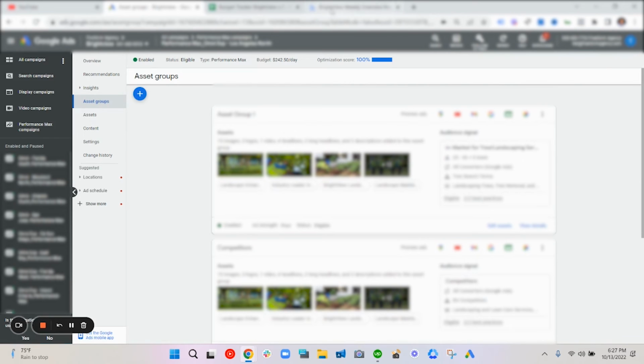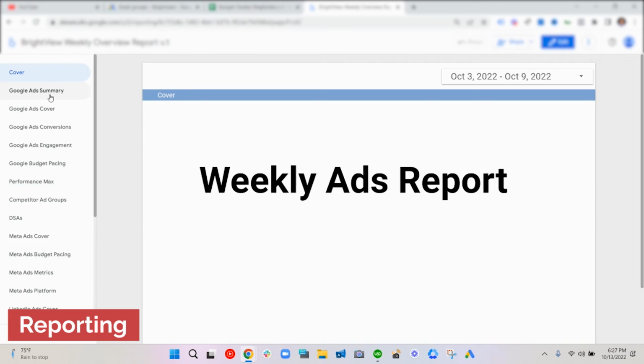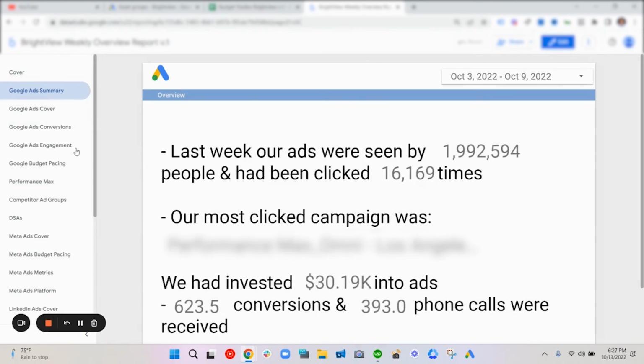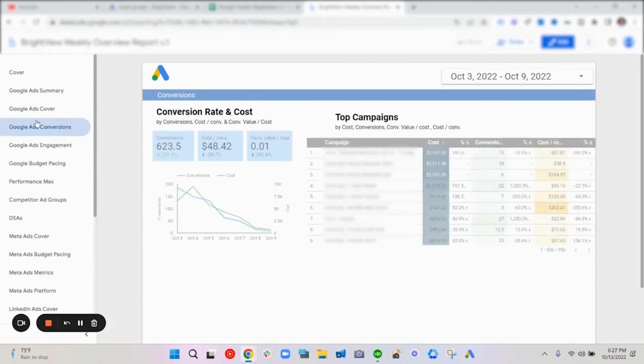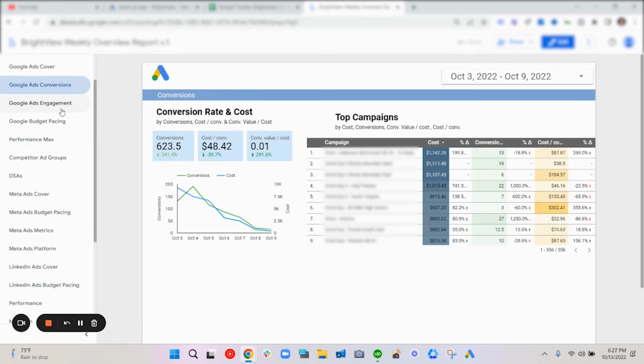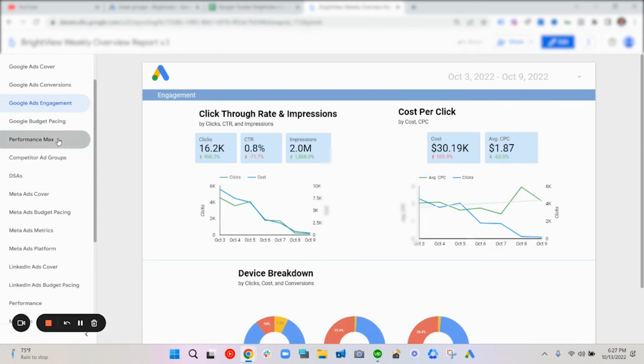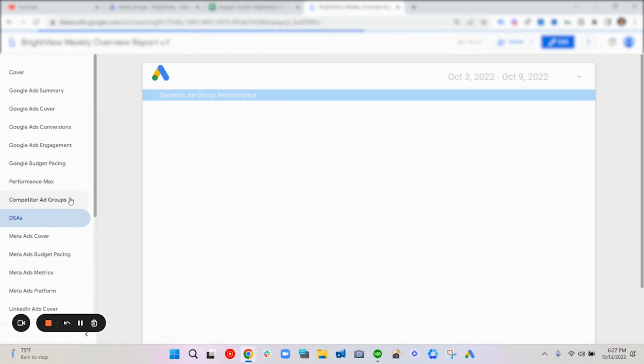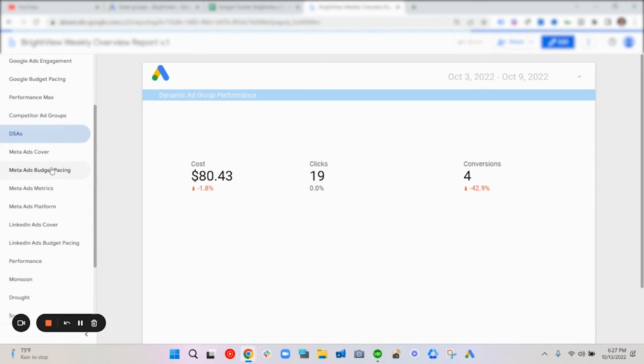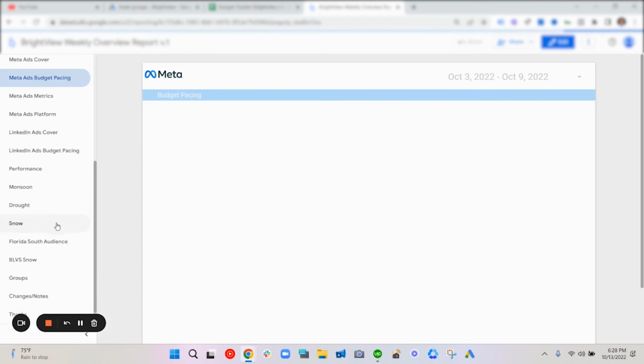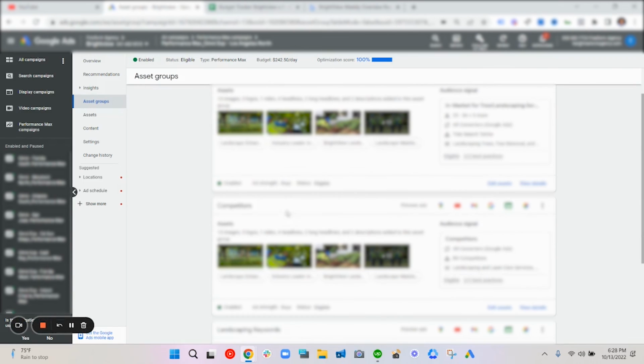And then last but not least, we were on to reporting. So I would send over a weekly report that would go to the C-suite executives that would show the summary of the account, the conversions that they got week over week, the engagement on the ads, how Pmax was doing, and then our various different tests, whether they were on dynamic search ads, Facebook ads, or LinkedIn.